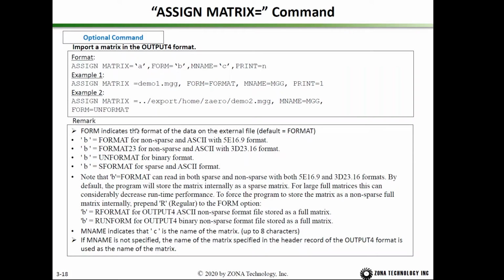the format. If FORMAT equals FORM, that means this output is written in a non-sparse ASCII file with the E16.9 format. If you say FORMAT equals 23, it is for non-sparse ASCII with 23.16 format. If you say UNFORM, it is for binary format. If you say S FORMAT, it is for sparse ASCII format.